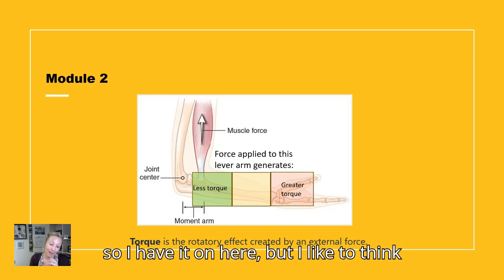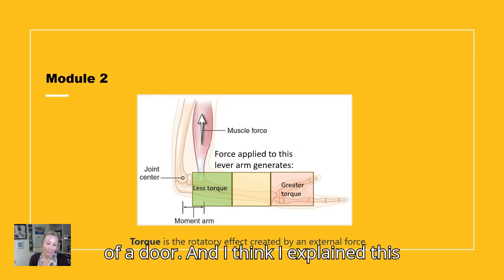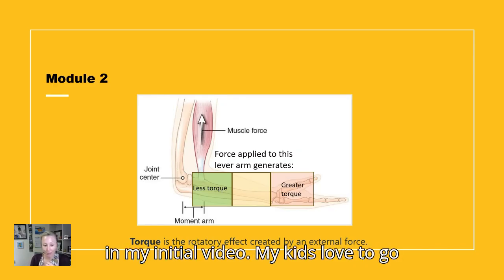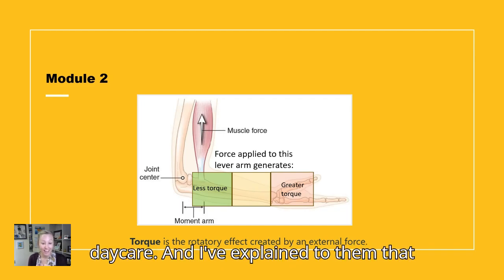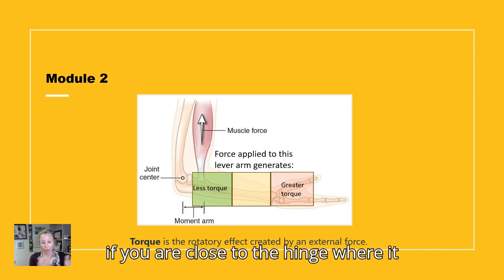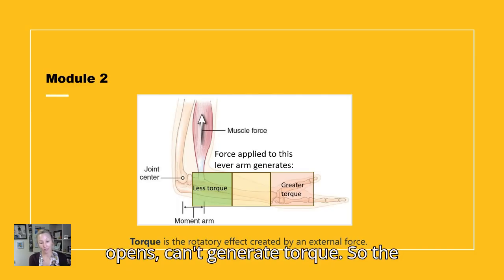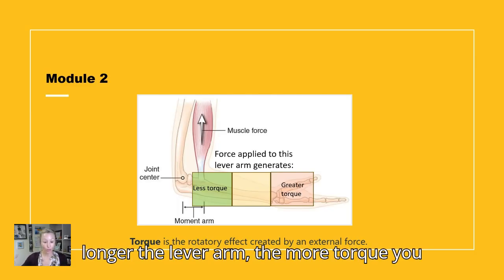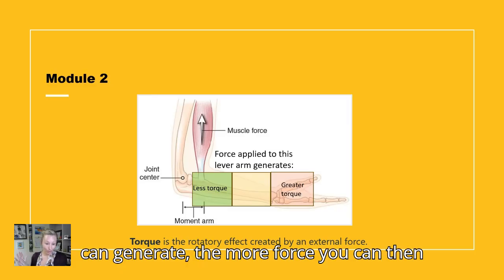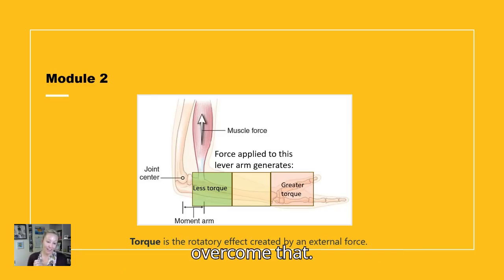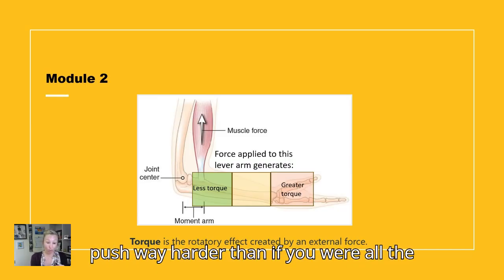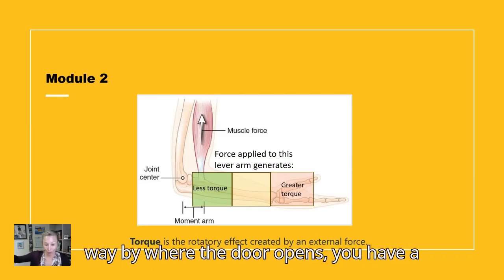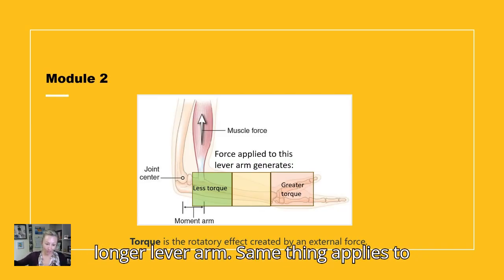And so I have it on here, but I like to think of a door. And I think I explained this in my initial video. My kids love to go outside and push a door all by themselves, even the really heavy door at daycare. And I've explained to them that if you are close to the hinge where it opens, you can't generate torque. So the longer the lever arm, the more torque you can generate, the more force you can then overcome that hinge. And so if you're right by the hinge and you try to push, you have to push way harder than if you were all the way by where the door opens. You have a longer lever arm.